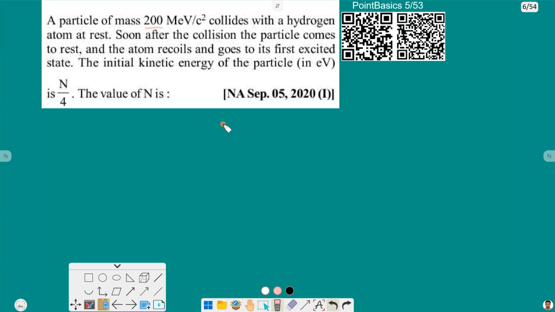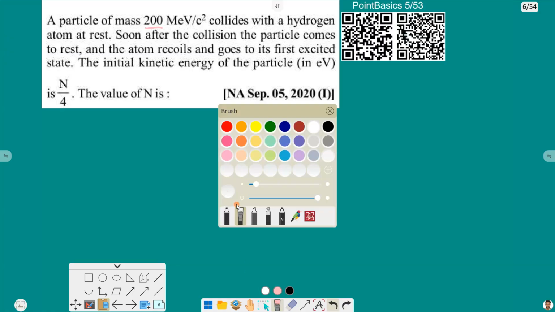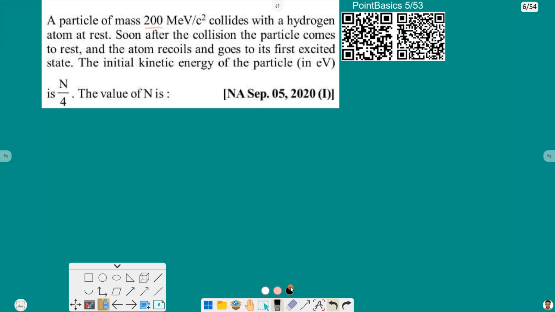So in this question, we have two types of concepts which we have to discuss. First one is collision, and then the second one is excitation. Now, how will this excitation happen? We will need energy. And from where will this energy come? That will come from the collision.